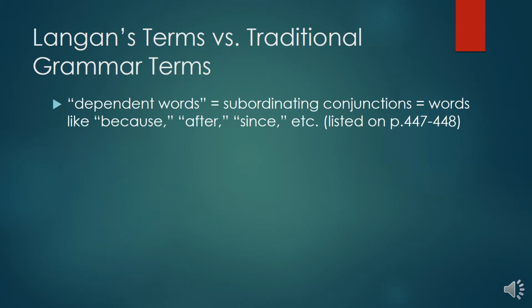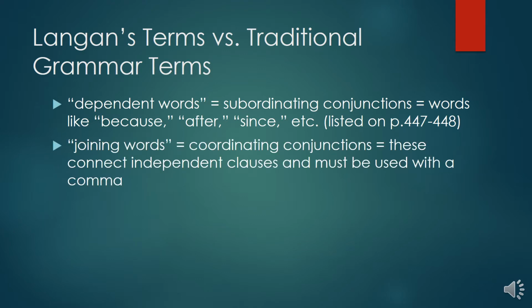he calls them dependent words. Dependent words, or subordinating conjunctions, are words like because, after, since, and others. These are listed in the book on pages 447 and 448. If you were ever taught in school not to start a sentence with because, then this is probably why. Because is a subordinating conjunction or a dependent word, which basically means that if it is appearing in a clause, that clause is a dependent clause and needs to be attached to an independent clause to be correct. So dependent words equals subordinating conjunctions.